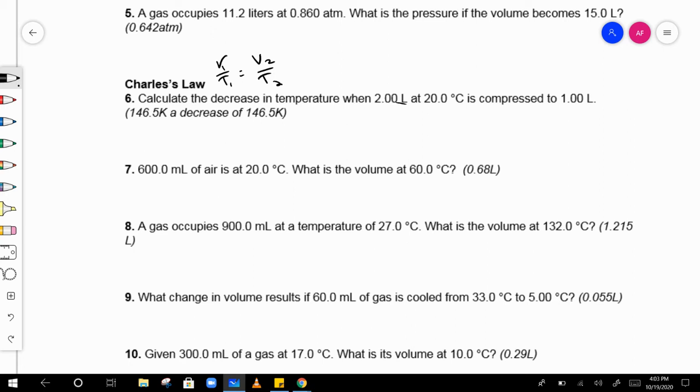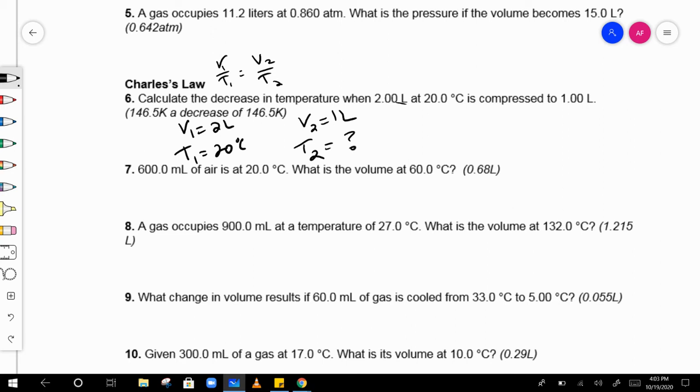Okay, so we want to find the decrease in temperature when 2 liters at 20 degrees Celsius. So the initial volume is 2 liters. The initial temperature is 20 Celsius. And then the final volume is 1 liter. And the second temperature, we don't know.